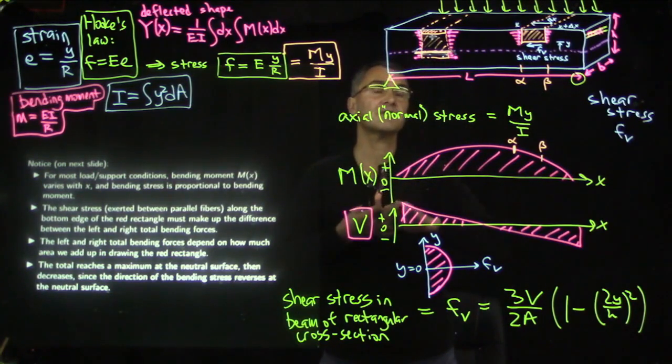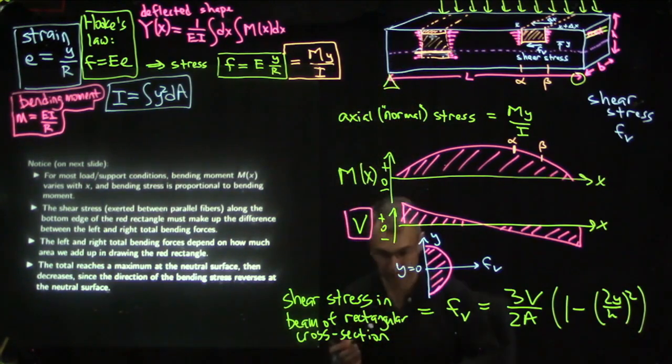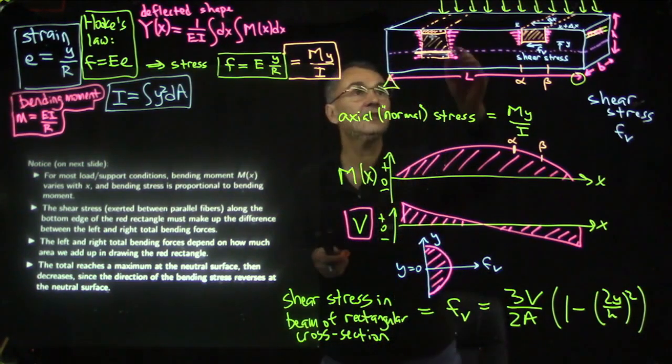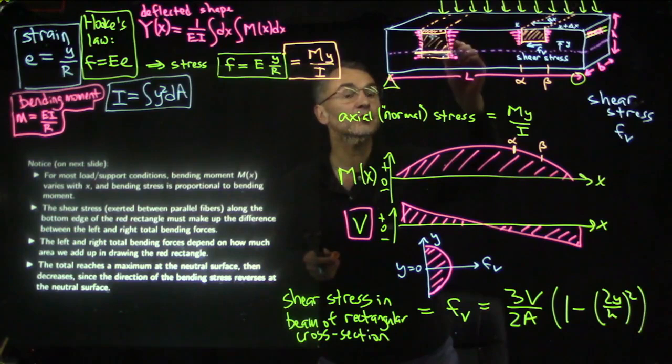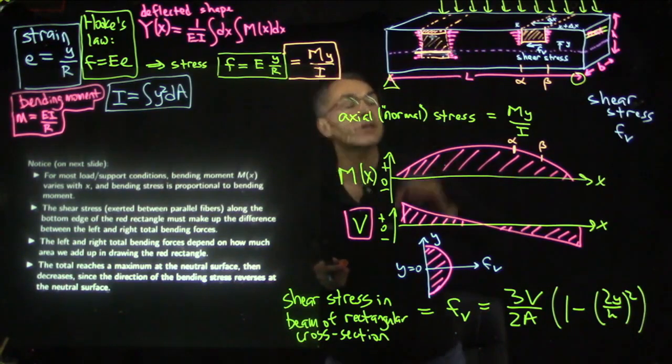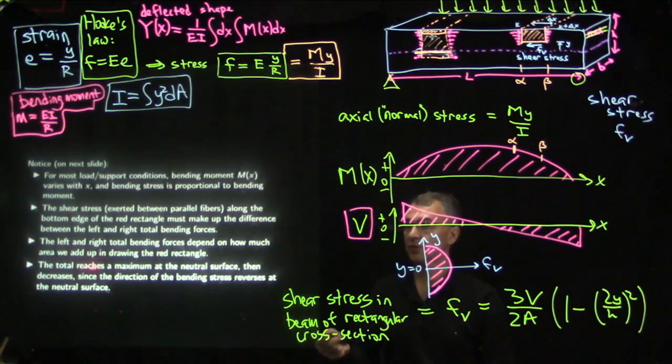So these shear stresses are actually biggest at the neutral surface, and how big they are is proportional to this shear function V. And this shear function V is telling you how does the bending moment change from one side of this chunk to the other. And you know all of these little axial stresses are proportional to this bending moment times how high we are up above the neutral surface. So the total reaches a maximum at the neutral surface, and then it decreases because the direction of the bending stress reverses. In other words, it goes from being compression to being tension at the neutral surface.